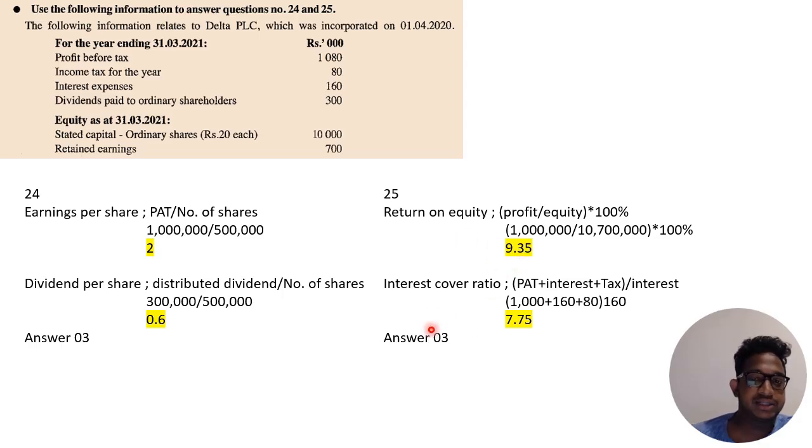So return on equity, and the interest coverage ratio, again profit after tax plus interest plus tax divided by interest. So profit after tax is 1000, interest is 160 plus tax 80. Altogether, you have to divide by 160. So your interest coverage ratio is 7.75. The correct answer is number 3.